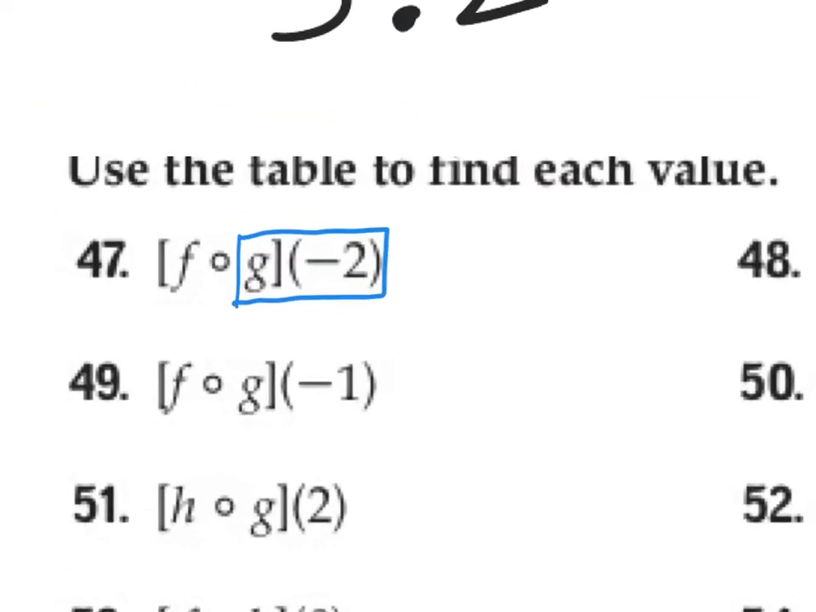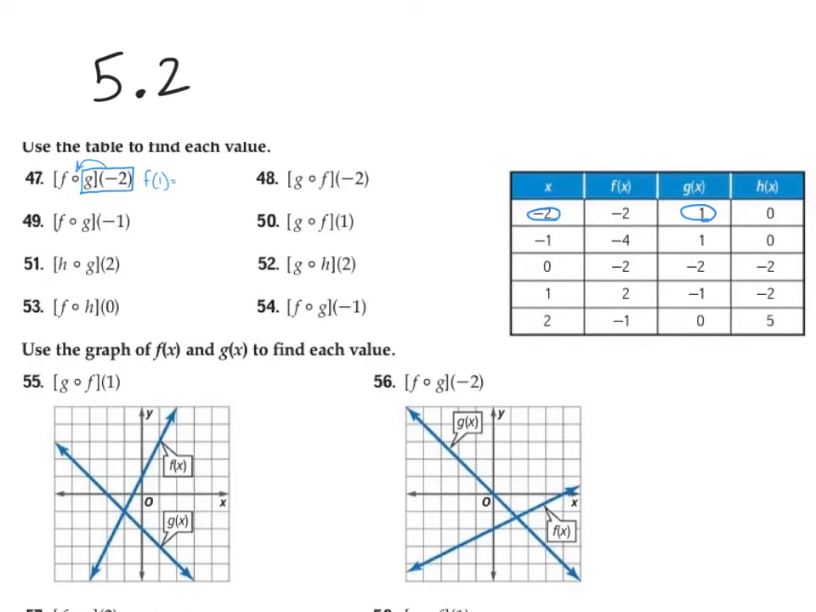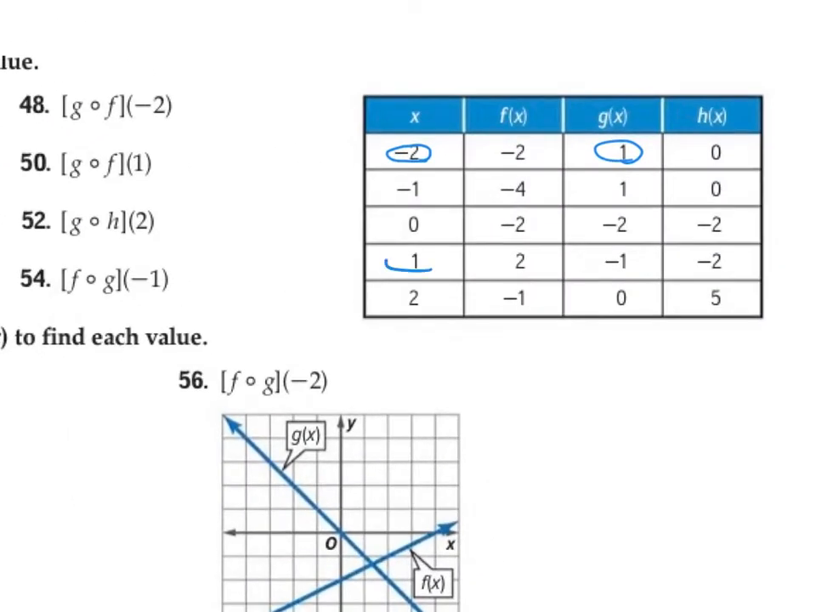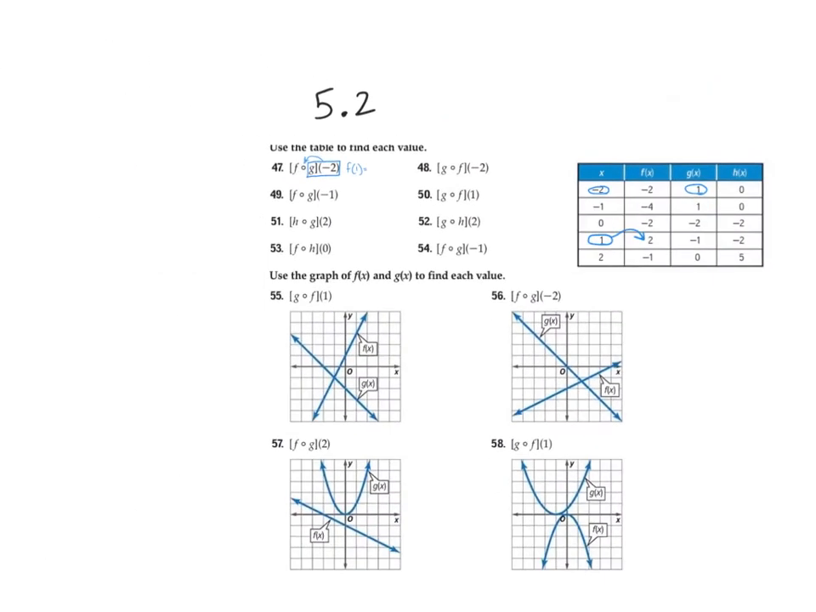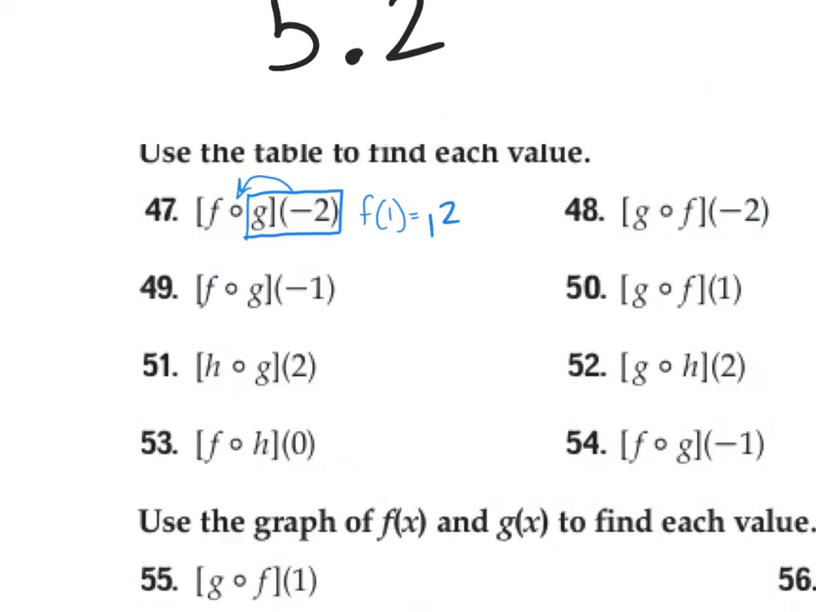So then what that means is we're going to take that 1 and plug it into f. So now I'm looking for f of 1. So f of 1 is going to 1 in the x column and seeing what f is. And it is 2. So the final answer to this is 2. F of g of negative 2 is 2. But we had to do it in two pieces. We have to find the g of negative 2 piece first, then take that answer and plug it into f. Let's try some more.